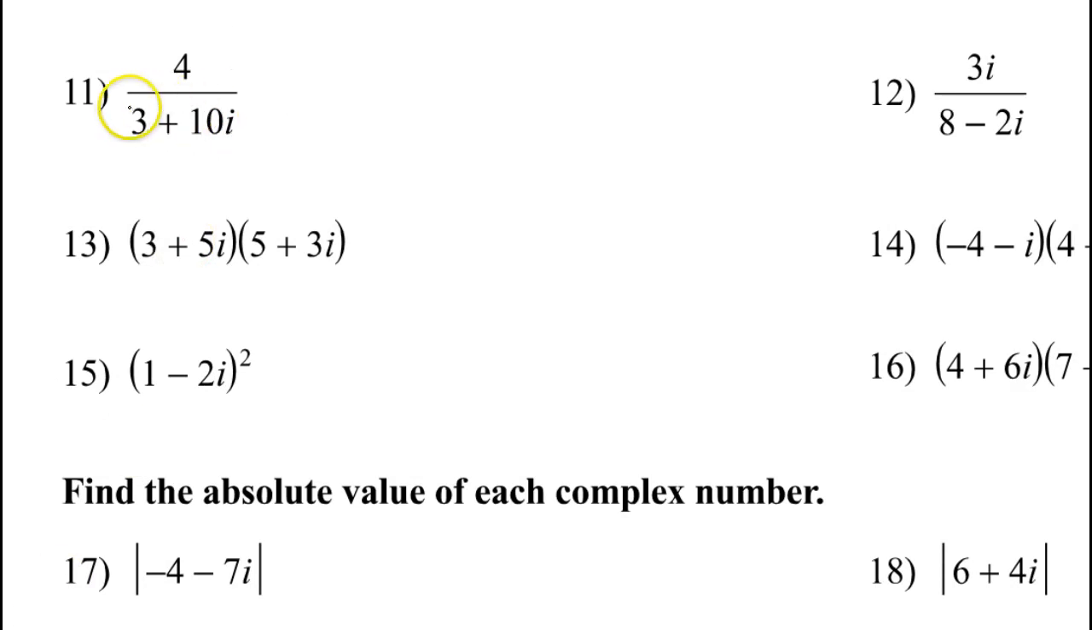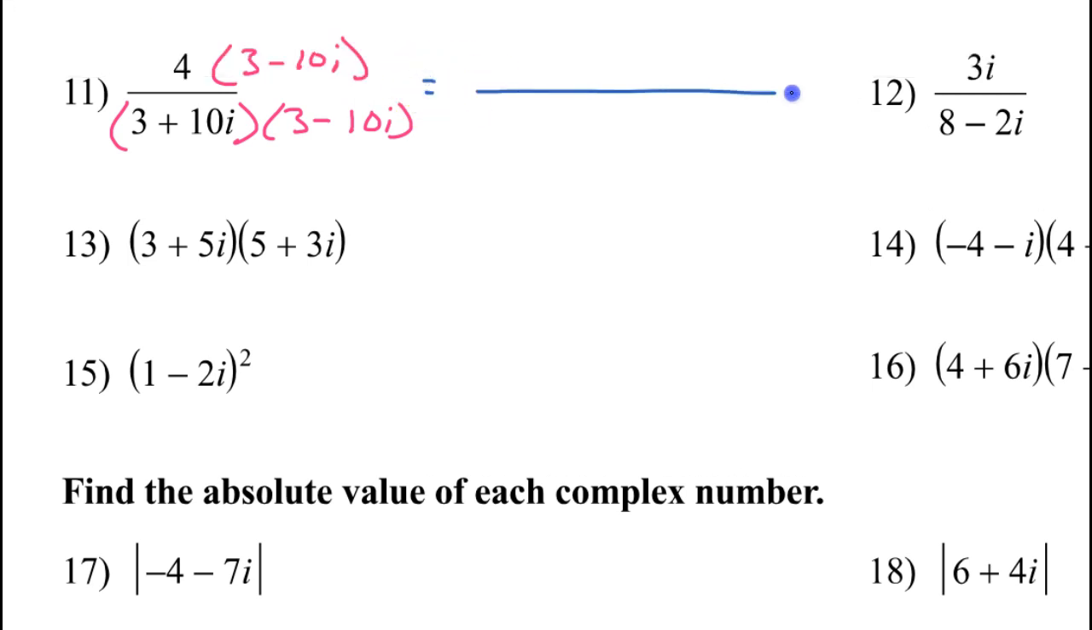Number 11, we will multiply by the conjugate of the denominator. So that will be 3 minus 10i. And we will do the same in the numerator, 3 minus 10i. And let's see what we get. In the numerator, we distribute. 4 times 3 is 12. 4 times negative 10i is negative 40i.